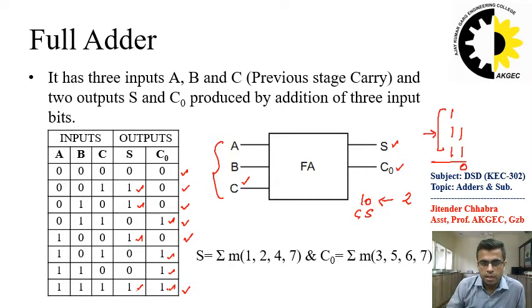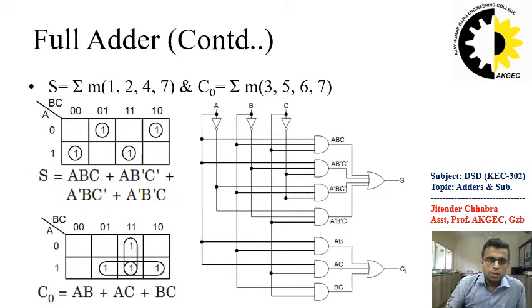Okay, so these are written here. This is for sum and this is for carry. Now we will be preparing K-maps for these expressions and then deriving the circuits. So let's go to the next slide. So these are the K-maps.